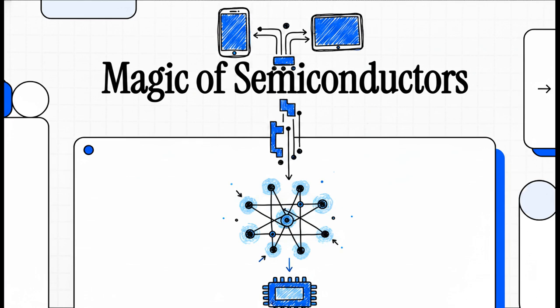To put this into perspective, a single human hair is roughly 80,000 to 100,000 nanometers wide. But today's most advanced transistors are being built on scales approaching just 2 or 3 nanometers. It's wild. We are literally manipulating matter at the atomic limit to build the modern world. So let's explore the magic of semiconductors.